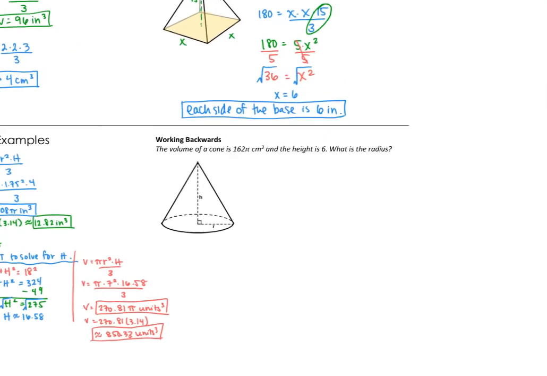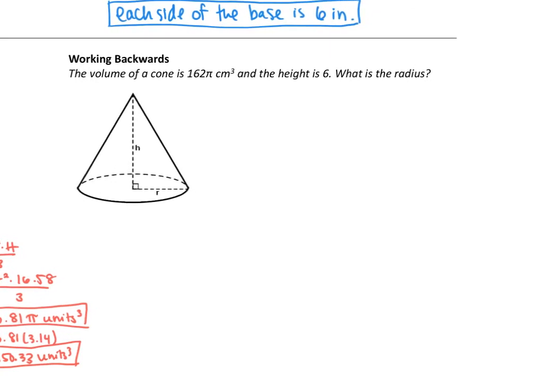Okay, now let's look at a working backwards example. They say the volume of a cone is 162 pi centimeters cubed, and the height is 6. What is the radius? Okay, so I'm just going to fill in my picture what we know. Here's my base. We know that the height is 6, and we know that the total volume is 162 pi. Okay, so taking the volume formula, the volume of a cone is pi times the radius squared times the height divided by 3.